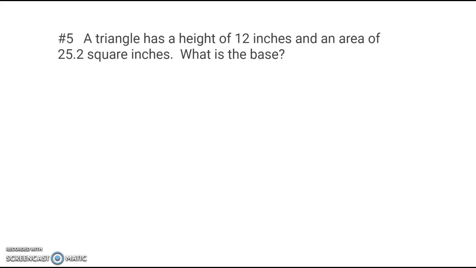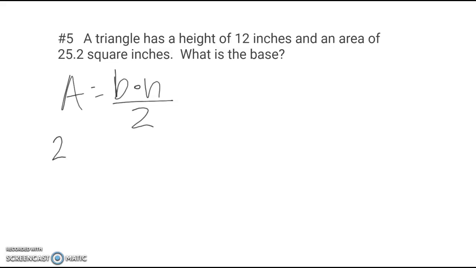We have a triangle that has a height of 12 inches and an area of 25.2 square inches. We need to find the base. Well, the original formula for area of a triangle is base times height divided by 2. So we're going to go the opposite of that.